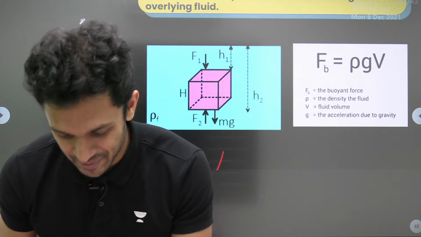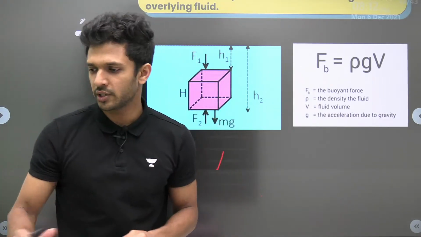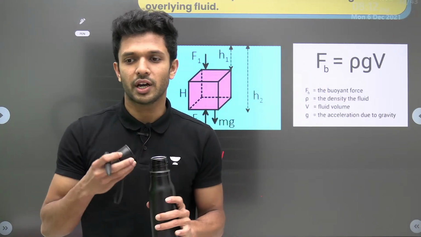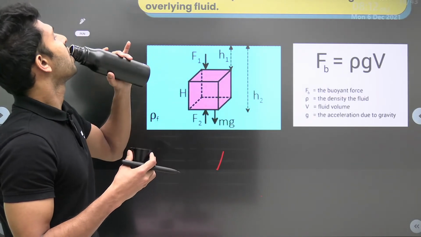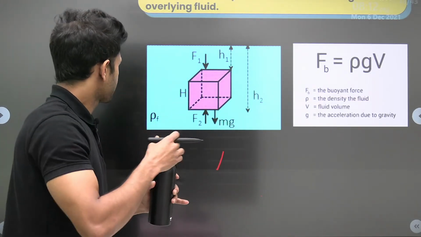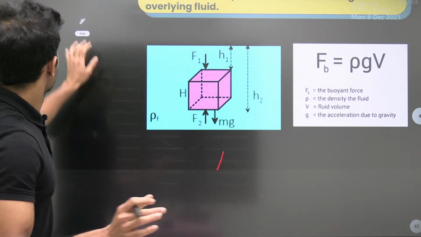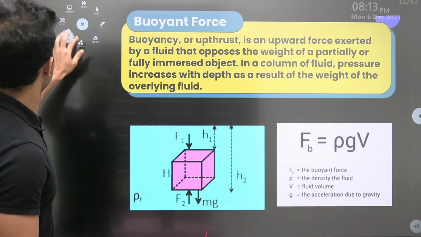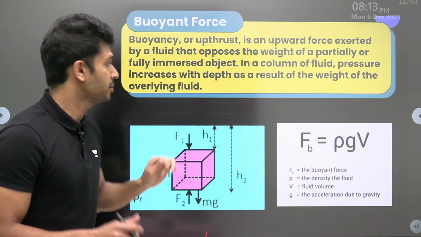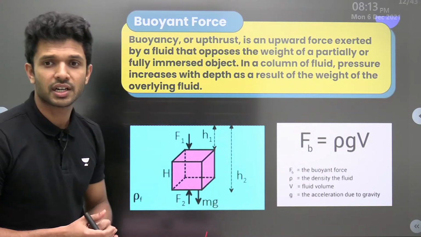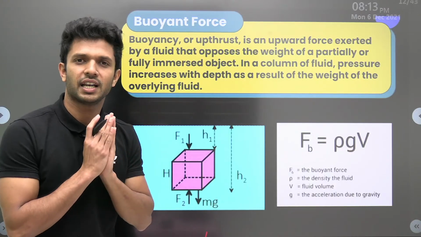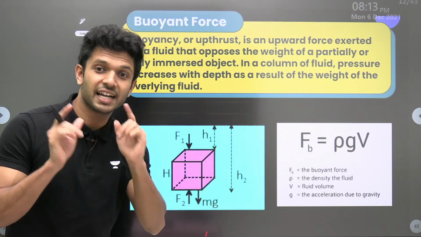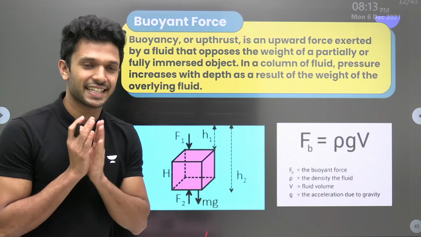And here we go with the chapter. Everybody, open your book, take out your pen. Write the heading: buoyant force. I think everybody has written down the heading buoyant force, like we do all the time. Let's read the definition first, then we'll go for the formula, then we'll go for the ultimate explanation like we do in all the classes.